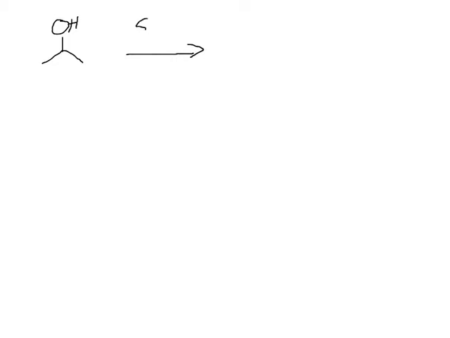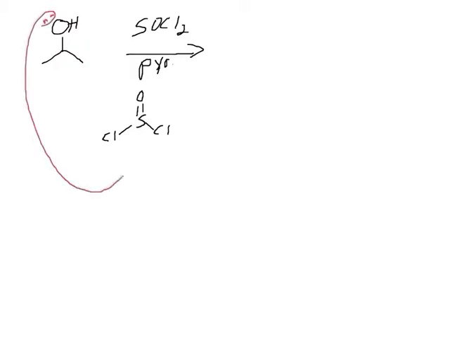Let's do SOCl2 with a little bit of pyridine. So the first thing I would do for this is actually draw out SOCl2, because I probably won't do that for you, but you should do it. In SOCl2, the sulfur is a really good electrophile, and so the lone pairs on the oxygen are going to attack it.